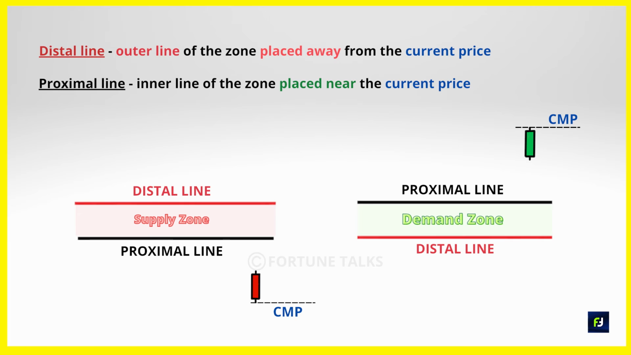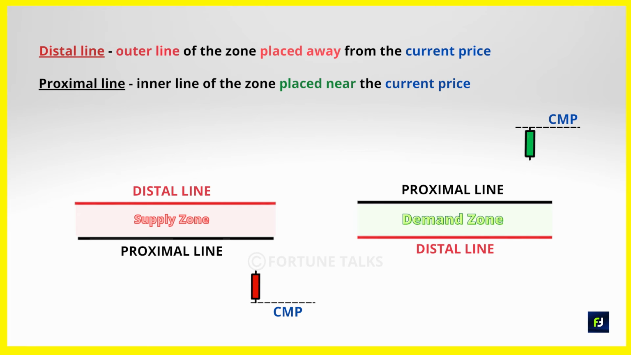In order to draw the supply and demand zones, we use two lines that we place around the base of the zones. The first line is called as a distal line and the second line is called as a proximal line. As I have mentioned, both these lines are placed around the base to form our supply and demand zones. The distal line is the outer line of the zone which is placed away from the current price, and the proximal line is the inner line of the zone which is placed near the current price.